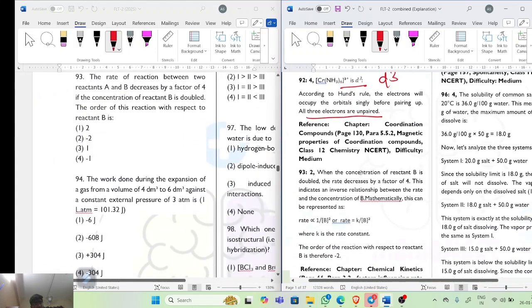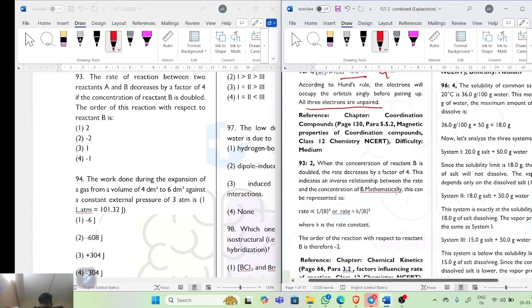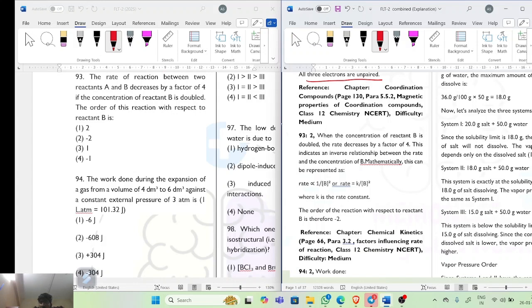Now question number 93. The rate of reaction between two reactants A and B decreases by a factor of 4 if the concentration of reactant B is doubled. The order of reaction with respect to reactant B is... When the concentration of B is doubled, the rate decreases by a factor of 4. This indicates an inverse relationship with the concentration of B. Mathematically, rate is inversely proportional to 1 upon B squared. So rate equals K divided by B squared, where K is the rate constant. So the order will be -2.